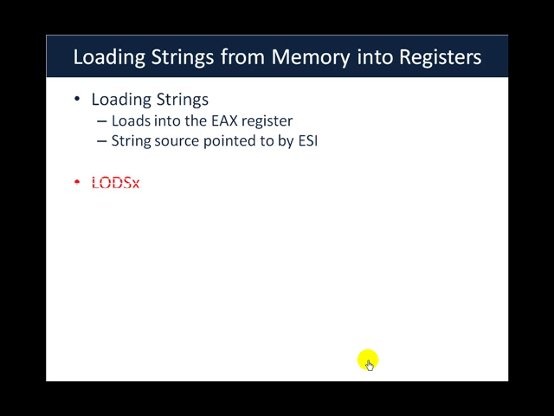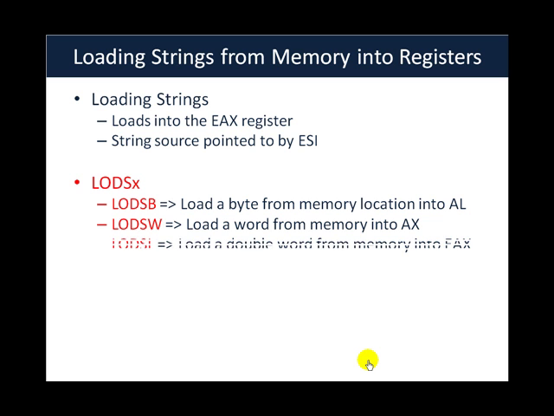Now let's go forward and look at various ways in which we can load strings from memory into registers. In order to load strings, we will be using the LODSX series of instructions. There are a couple of things one needs to remember. The first is that the LODSX series of instructions will always load the string into the EAX register. Number two, the string source needs to be pointed to by ESI. These two things always have to be true in the case of the LODSX series of instructions.